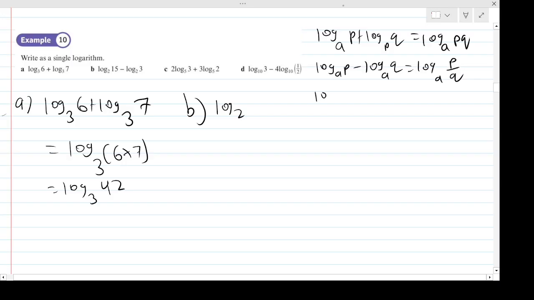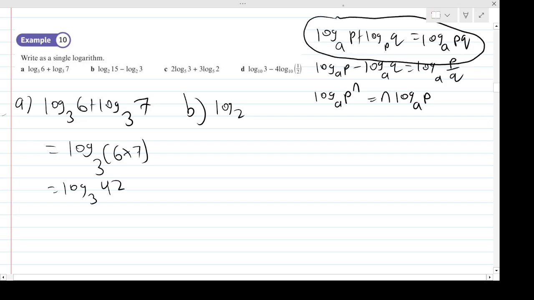And also log a of p to the n is n log a of p. These are the three main ones. So what I used in the first example was this top one here. If you add two logs, you bring them as one and multiply them.